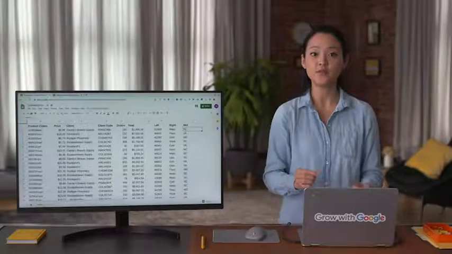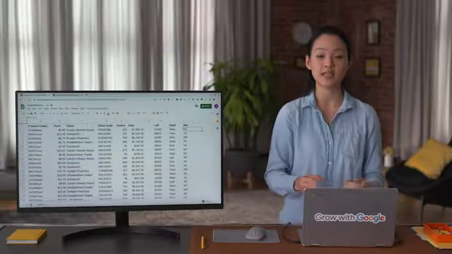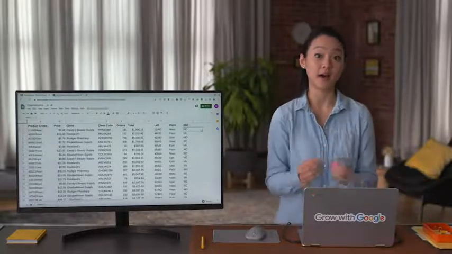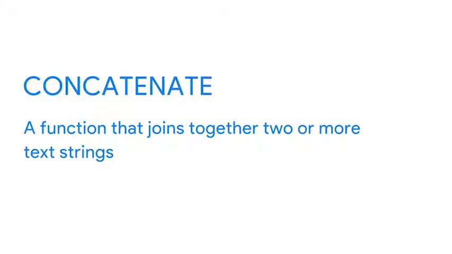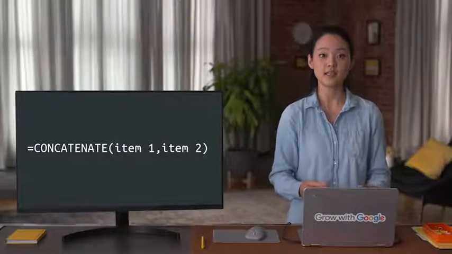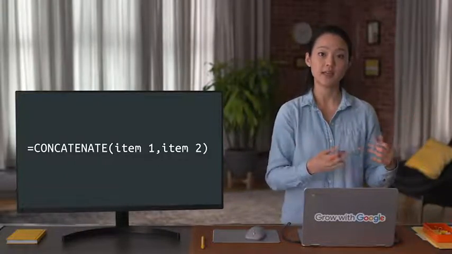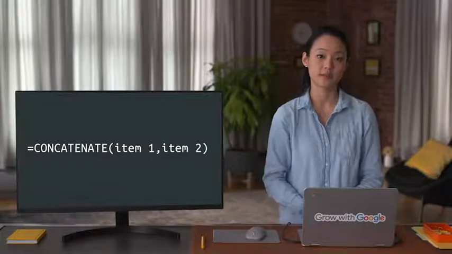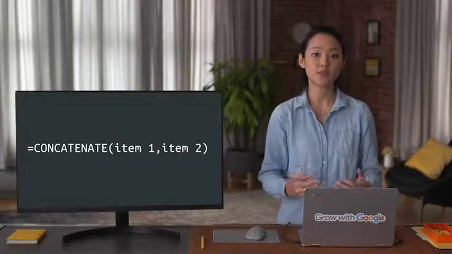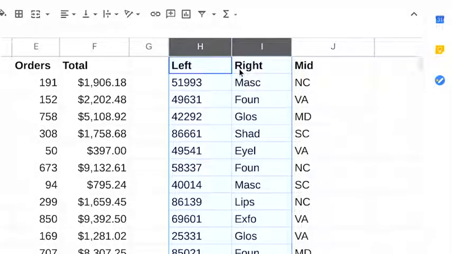So we've learned about a few functions that help separate out specific text strings. But what if we want to combine them instead? For that, we'll use concatenate, which is a function that joins together 2 or more text strings. The syntax is equals concatenate, then an open parentheses. Inside, indicate each text string you want to join, separated by commas. Then finish the function with a closed parentheses. So just for practice, let's say we needed to rejoin the left and right text strings back into complete product codes. In a new column, let's begin our function.